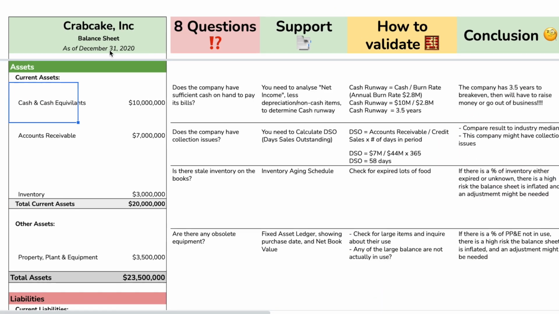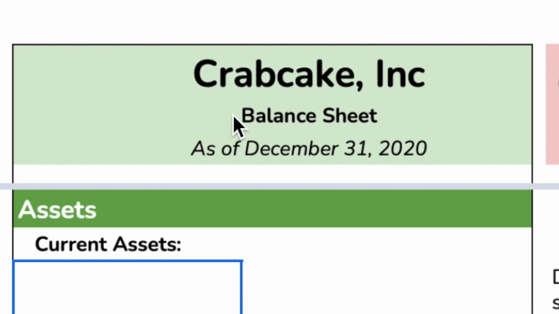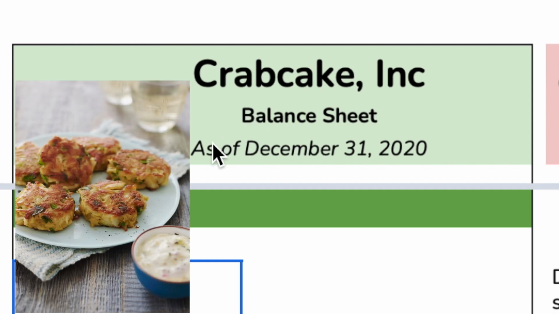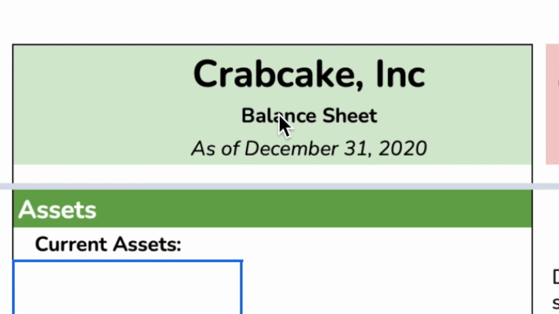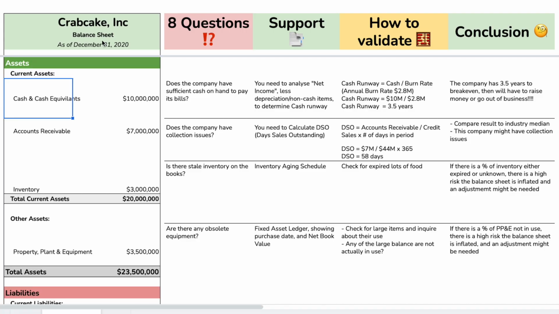So we're looking at the balance sheet for a company, Crab Cake Inc. And this is a frozen food manufacturer, and they manufacture crab cakes. And this is the combination of crab meat and cake, crab cake. Very delicious, right? So this is the balance sheet as of December 31st, 2020.